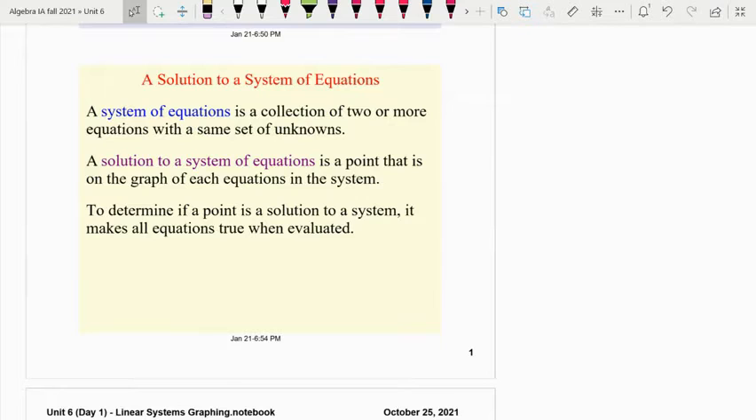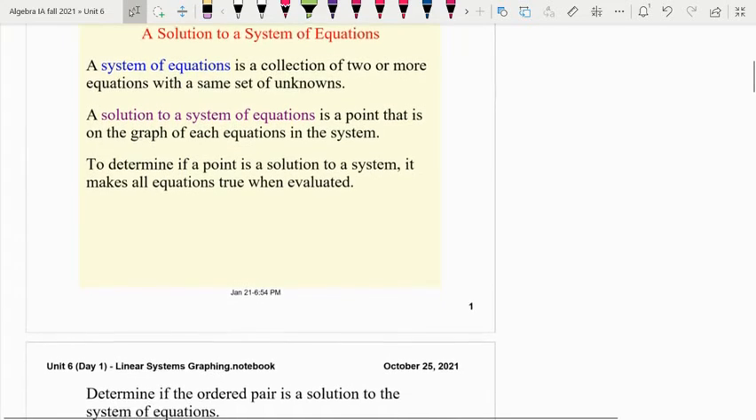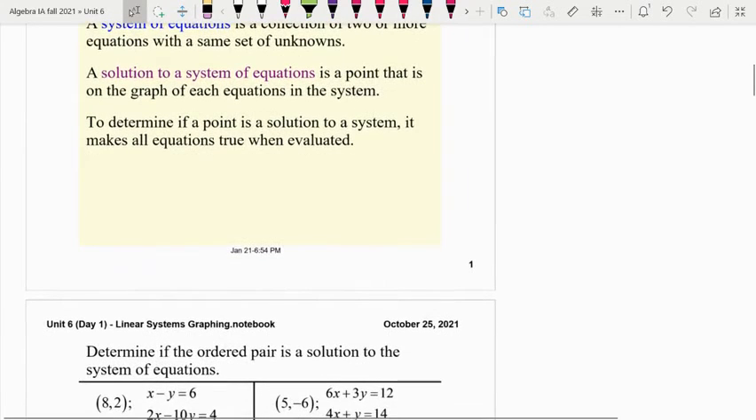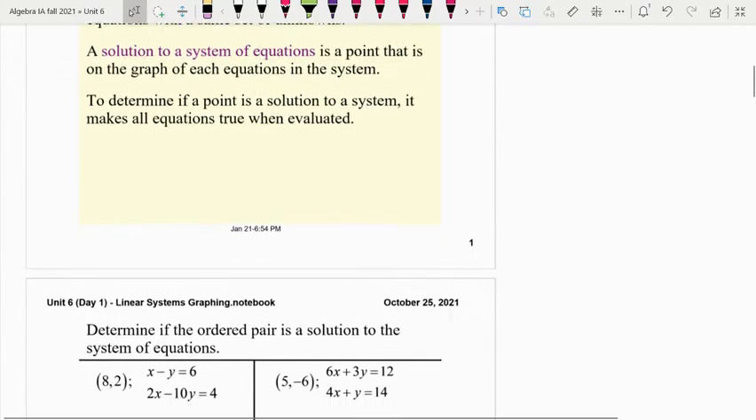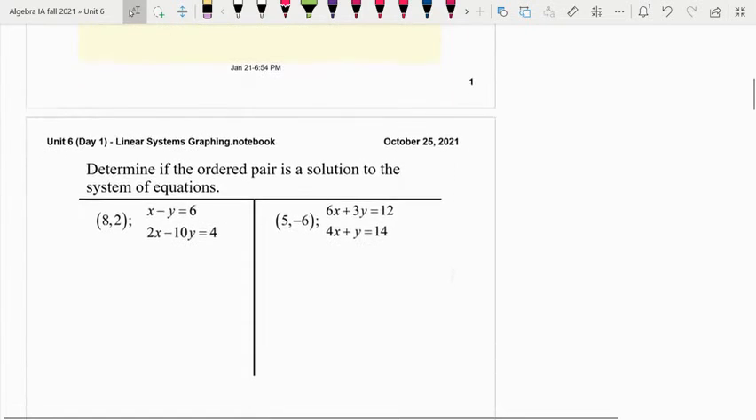A system of equations is a collection of two or more equations with the same set of unknowns, for instance, x's and y's, m's and n's. A solution to a system is a point that is on the graph of each equation in the system. To determine if a point is a solution to a system, it has to make all the equations true when evaluated. So let's do these.